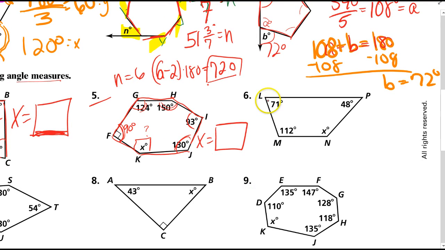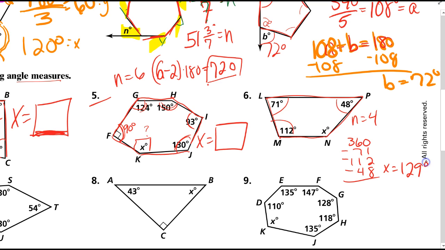Number 6. Hey, it's got 4 sides. So n minus 2 times 180 would be 360. And I'm going to take these 3, subtract it from 360. Sure, you could add them all up and subtract once. And you'll end up with x equal to 129. I'll start writing the answers again.